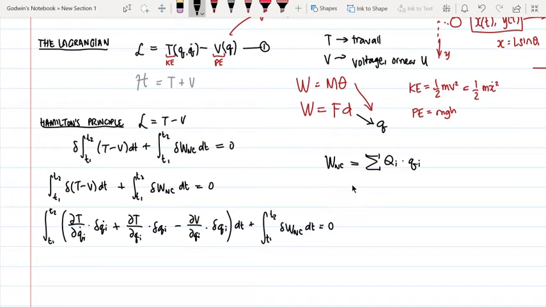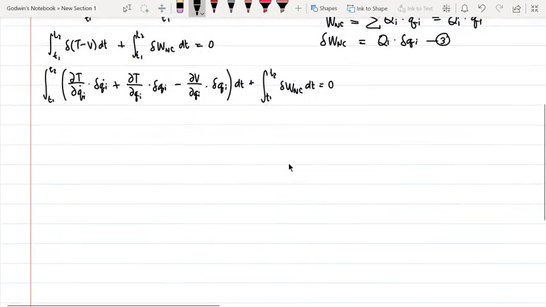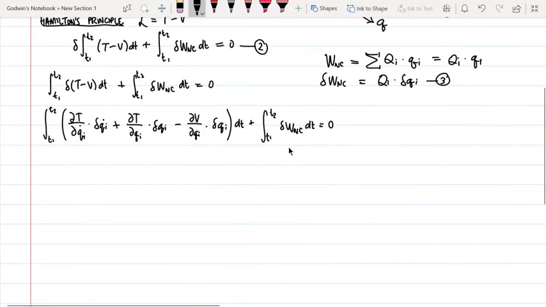But for the sake of simplicity, sabihin lang natin na we're going to have only one external force. So we'll just say that it's big Qi times small qi. And so for small steps of our non-conservative work, we can just say that it's big Qi times delta of small qi. And so we're going to label this as equation 3, and then we're going to substitute that here, which is, I forgot, is our equation 2.